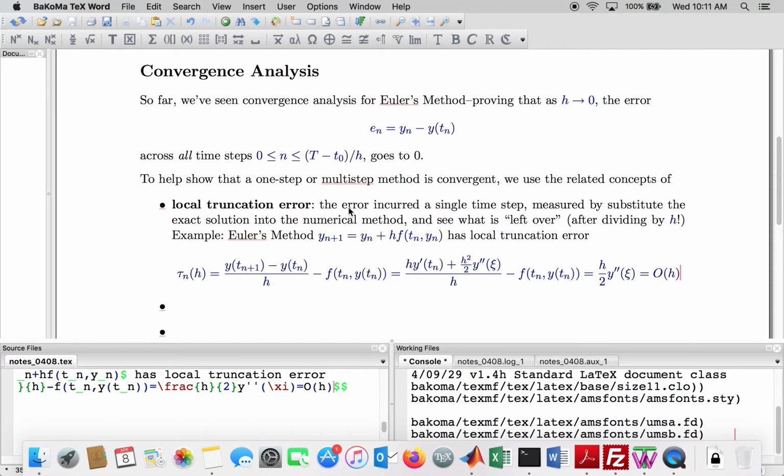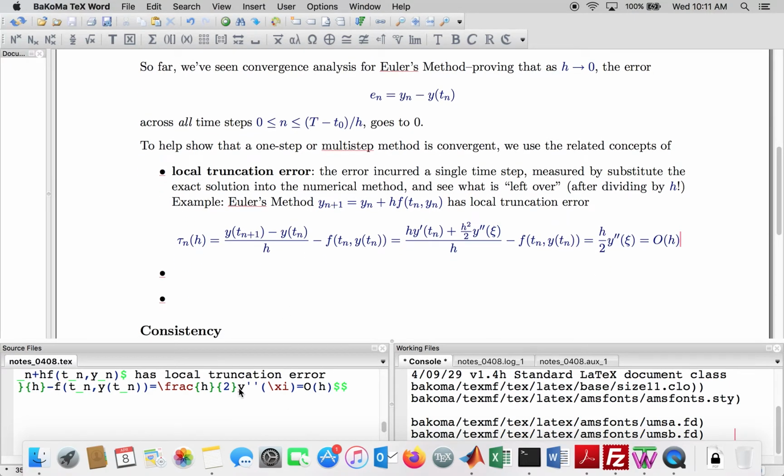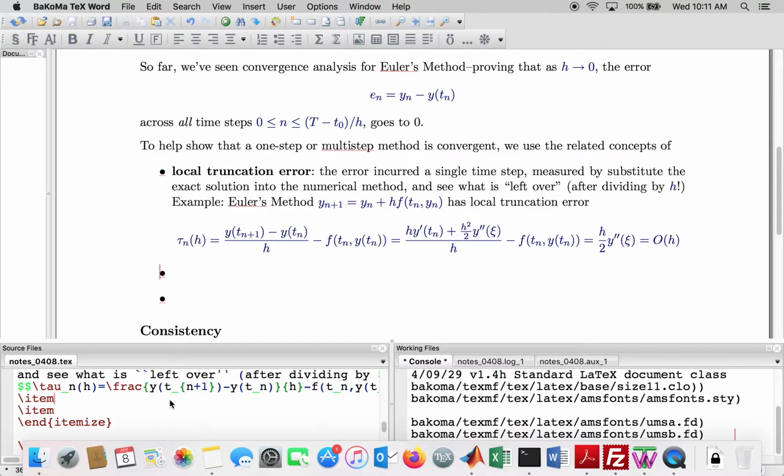We substitute the exact solution into the numerical method, divide by h, move everything to one side, and we simplify as much as we can using Taylor expansion to see what is the leading term, in other words, a term with the lowest power of h, because h is going to 0, and that gives us the local truncation error. And it always has this form: some power of h times some constant times some higher order derivative of the solution. Okay, so that's local truncation error, and we'll learn how to obtain local truncation error for other methods as we go.